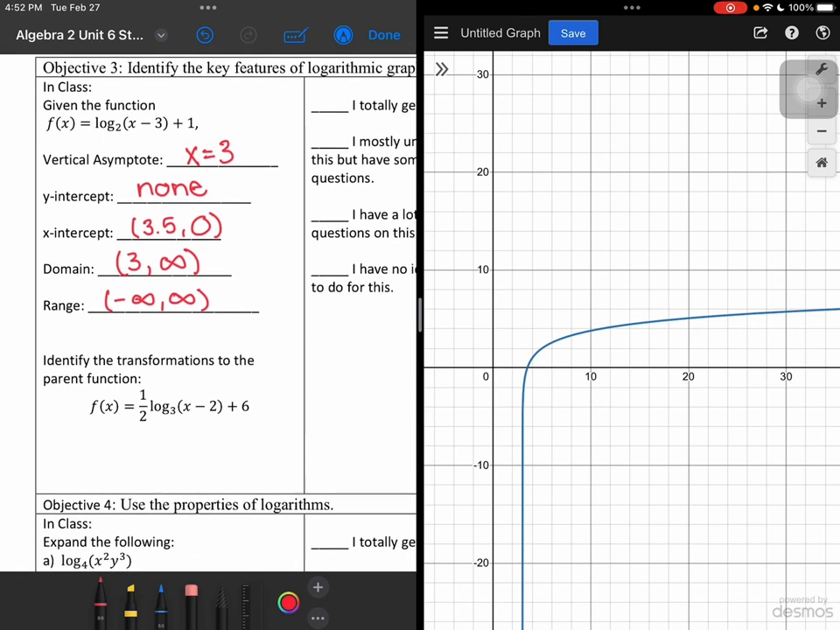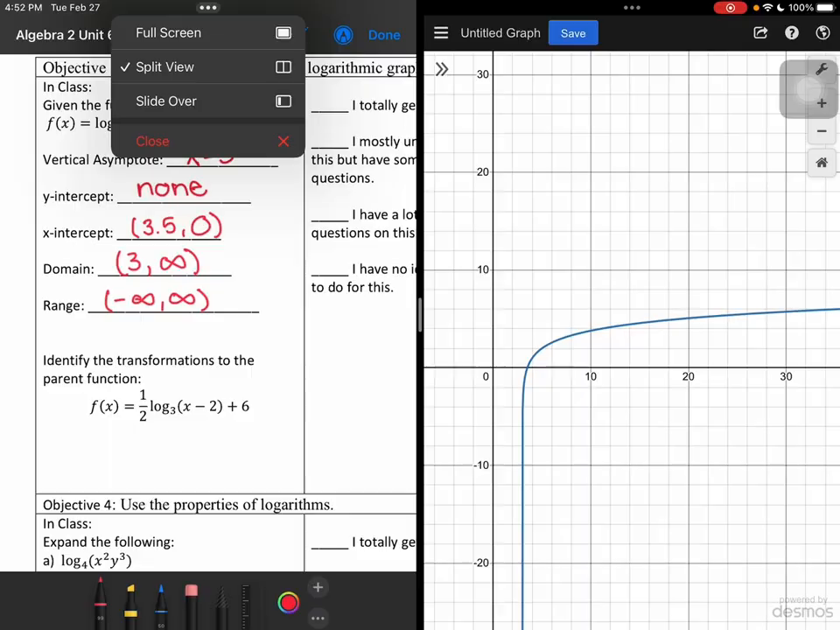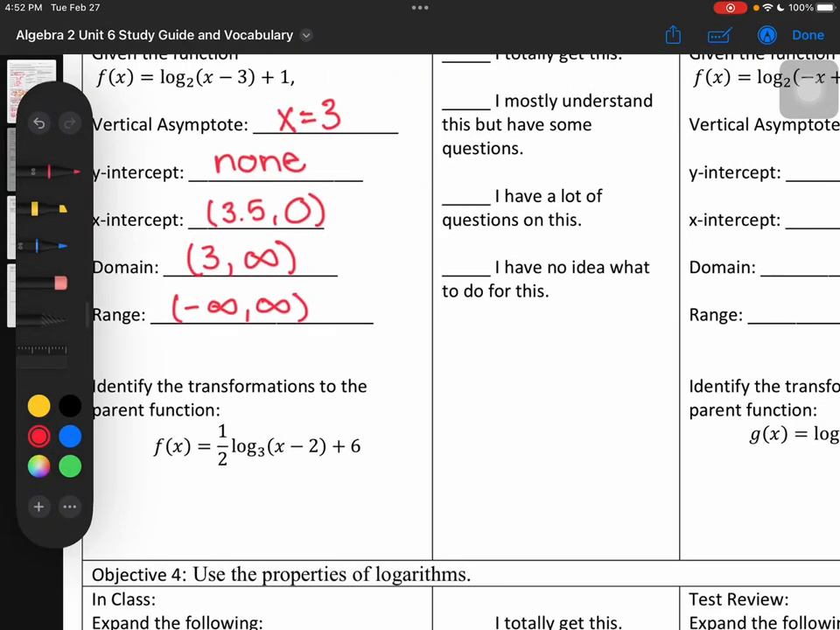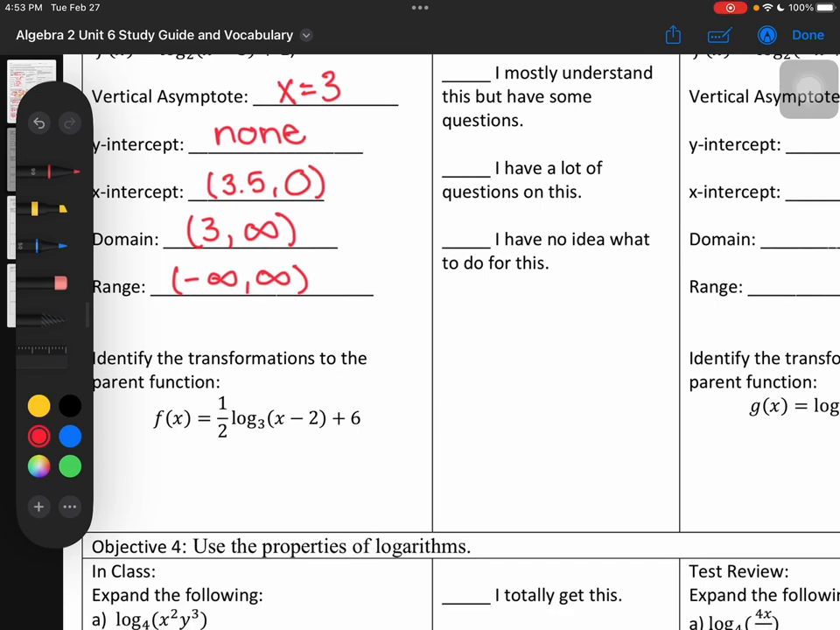So let's look at our next log that we've been given here to describe the transformations. So transformations are similar to how they are with exponentials. So whatever's inside is going to move it left or right. So inside, we're moving 2 units right. Whatever is added or subtracted outside, it's going to move it up or down. So this one's going to move 6 units up.